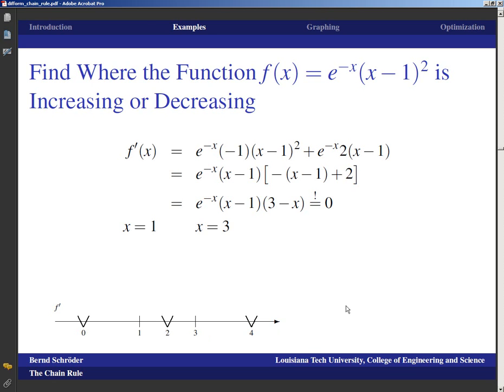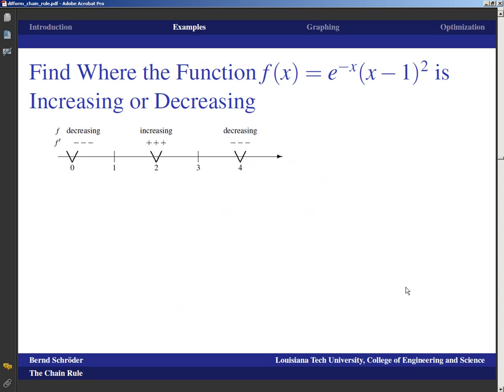Then we plug 0 into f prime, and let's see, f prime is right here. So let's see, the exponential is always positive, 0 minus 1 is negative, and 3 minus 0 is positive, so f prime should be negative. At 2, the exponential is positive, 2 minus 1 is positive, 3 minus 2 is positive, so at 2, the derivative ought to be positive, and at 4, the exponential is positive, 4 minus 1 is positive, 3 minus 4 is negative, so the derivative should be negative, which means our function is decreasing, increasing, and decreasing.